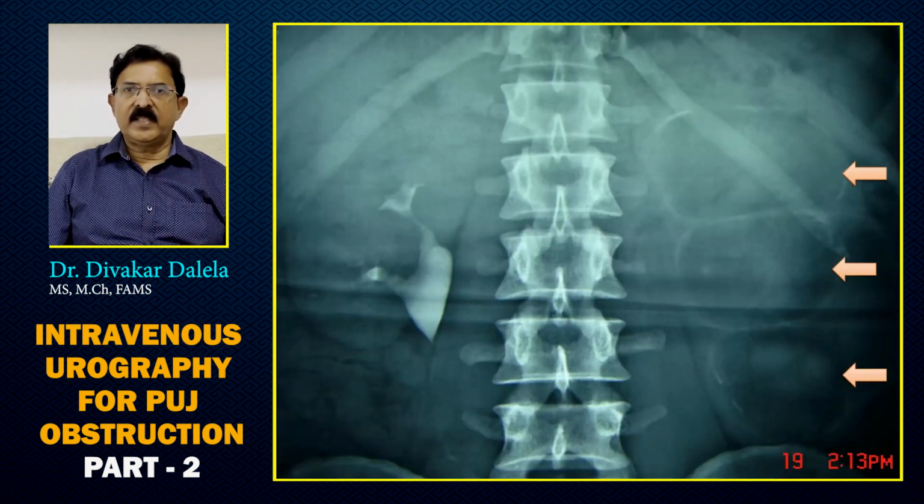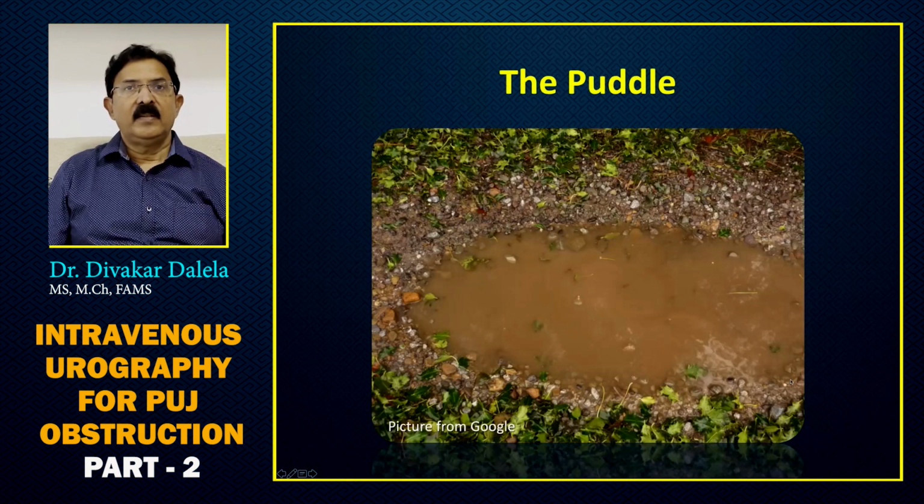I'd like you to look at this picture again, and I showed you this as a bubble thing. Look at this point in the center. In the center you will see a greater density of contrast, and you see a similar density of contrast here, and similar density of contrast in the top part. This is the accumulation of contrast in the bottom of the dilated calyx, and this is what is known as the puddle sign. What is a puddle?